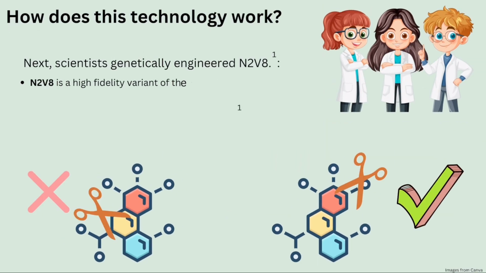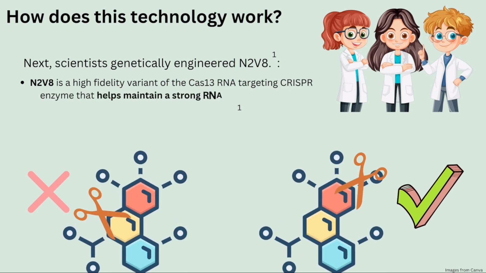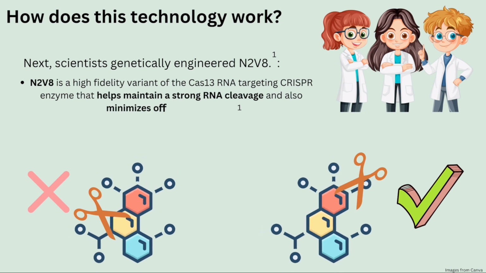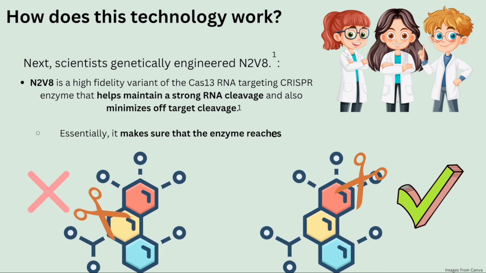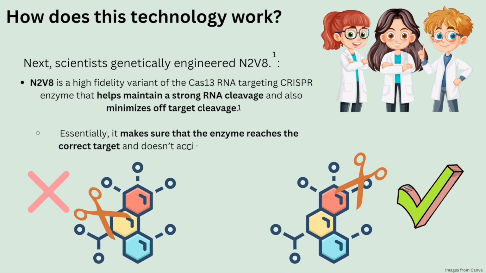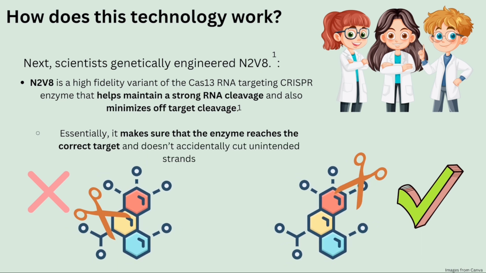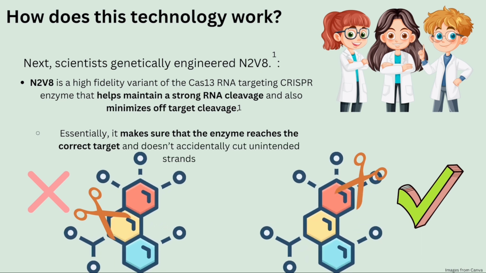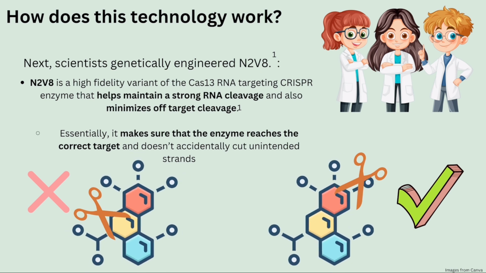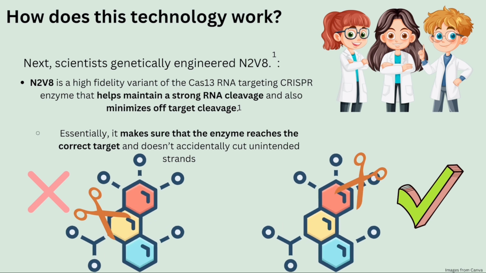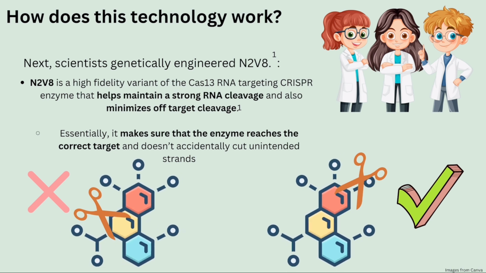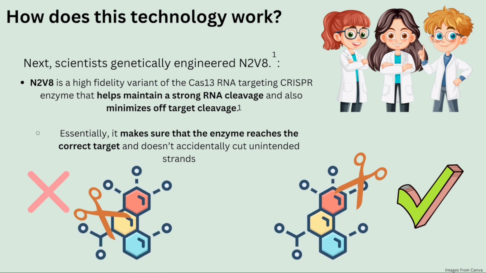Next, scientists will genetically engineer N2V8. N2V8 is a high-fidelity variant of the Cas13 RNA targeting CRISPR enzyme that helps maintain a strong RNA cleavage and also minimizes off-target cleavage. Essentially, it will make sure that the enzyme reaches the correct target and will not accidentally cut unintended strands.